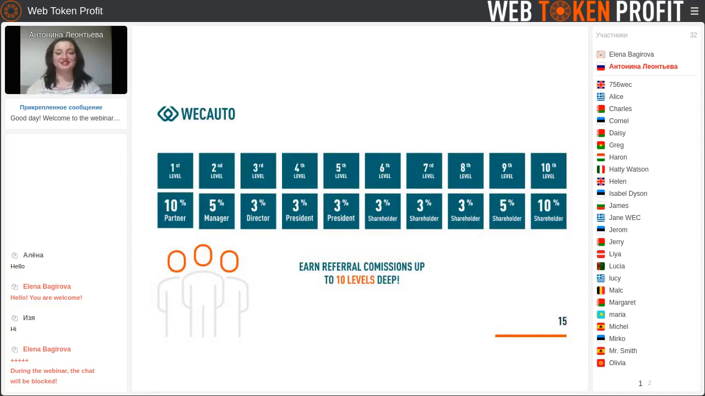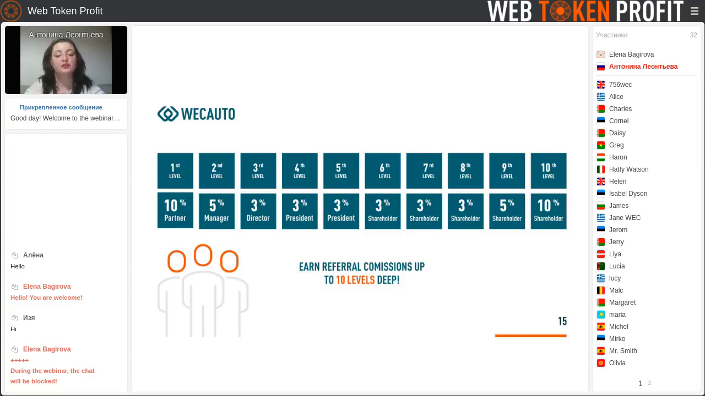Once again about referral commissions up to these 10 levels deep. Look carefully. The partner program assumes 10 levels. You can see first level partner accruals of 5%, second level 10%, and here you need to invite 3 partners who will make the first deposit, buying a license, of course, at first. Then third level, it's a director, and the accruals are 20%.